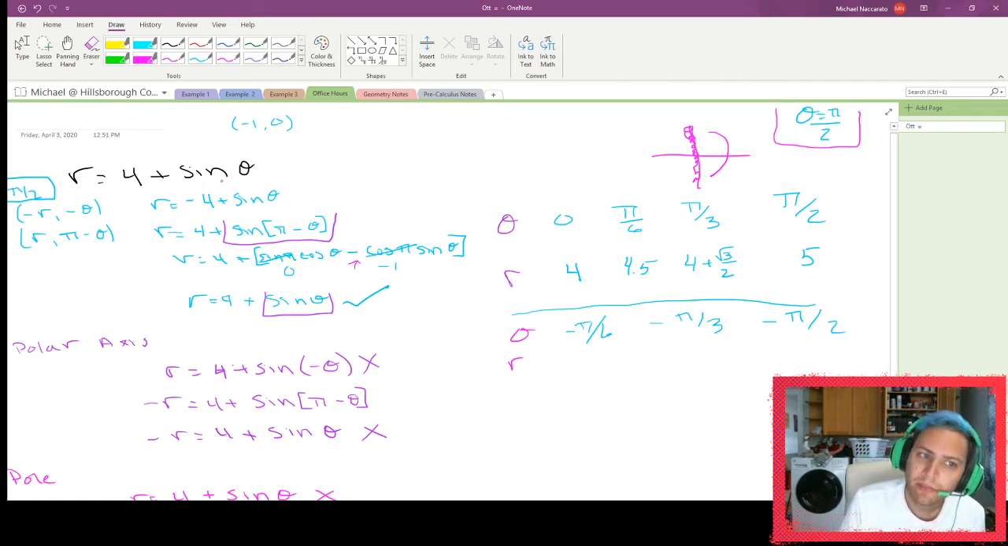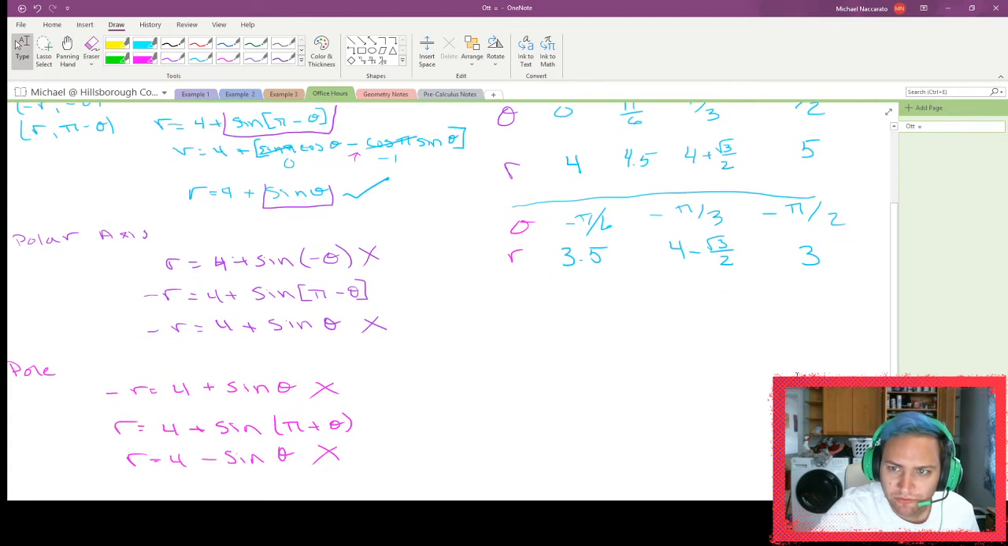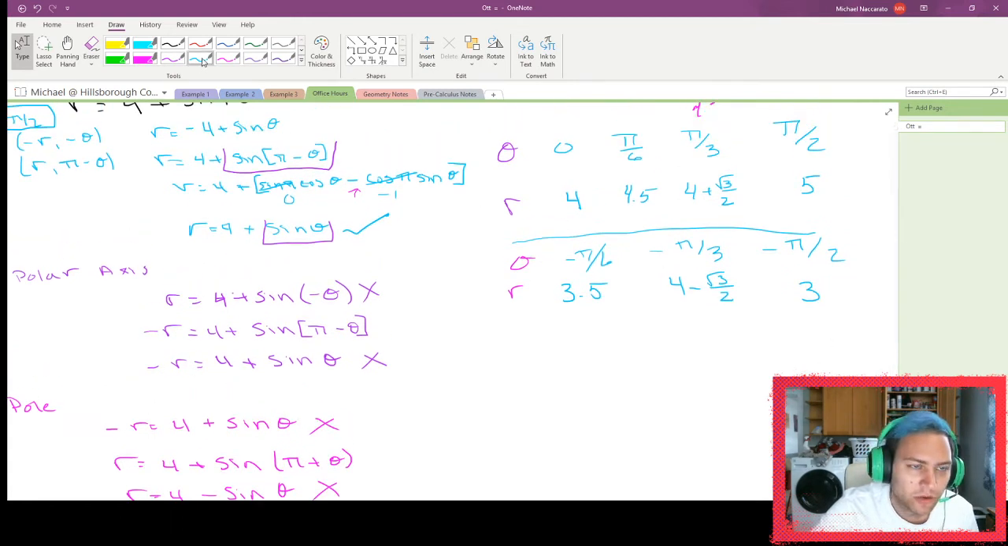So sine at pi over 6 would have been 1/2, but that means that sine at negative pi over 6 is going to be negative 1/2. So 4 plus negative 1/2 is going to give me 3.5. With this negative pi over 3, that's going to give me negative radical 3 over 2. So I have 4 minus radical 3 over 2. And with my negative pi halves, that's going to give me negative 1. And 4 plus negative 1 is going to give me 3. So there's a good representation then of what's going on here, of all my coordinates that I have.